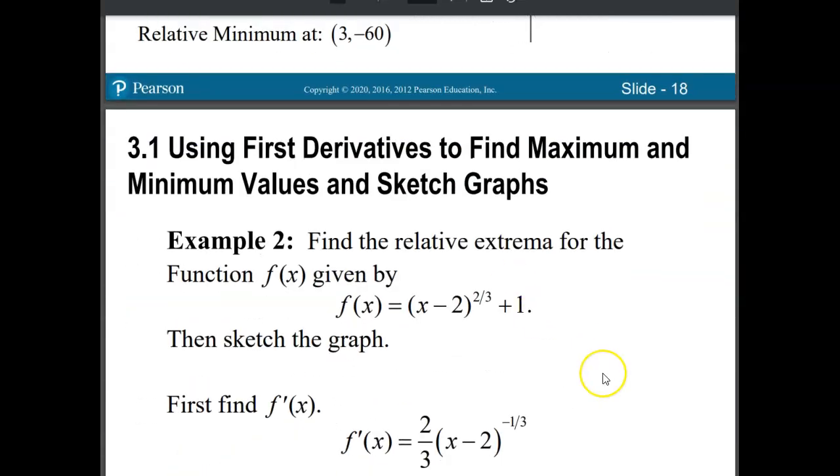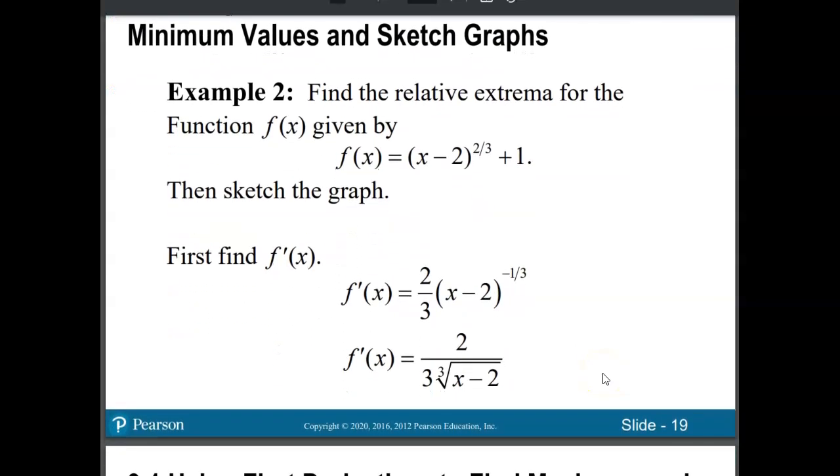Okay, so let's try this one using the calculus steps. Find the relative extreme values for the function given by this equation. Then after we've done it and found all that information, we'll use that to sketch our graph or to help us verify the graph on the calculator. All right, so step 1, find the first derivative. Your power rule brings down the 2/3, leaves this x minus 2 inside, and subtracting 1 from the power would give me a -1/3. The inside derivative is 1, so you don't really need it.